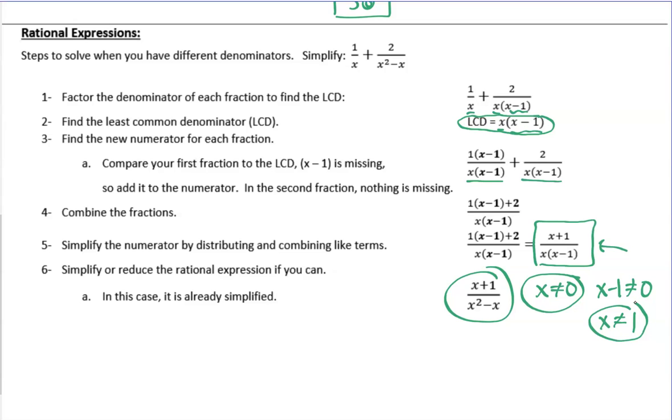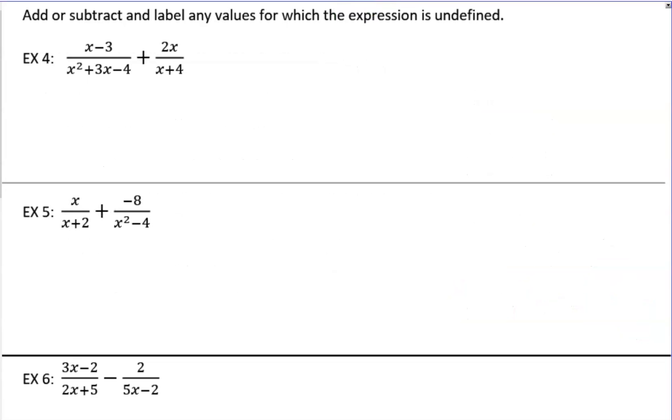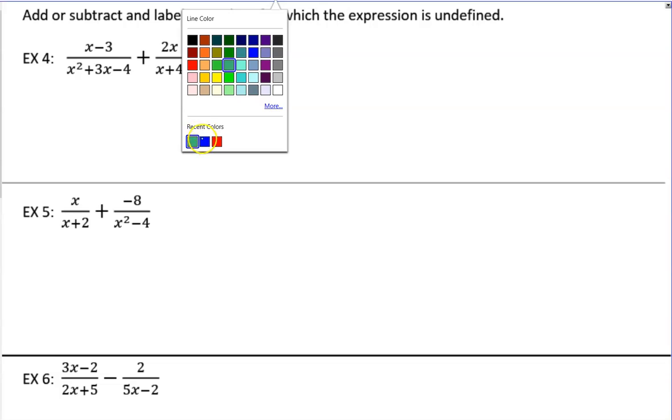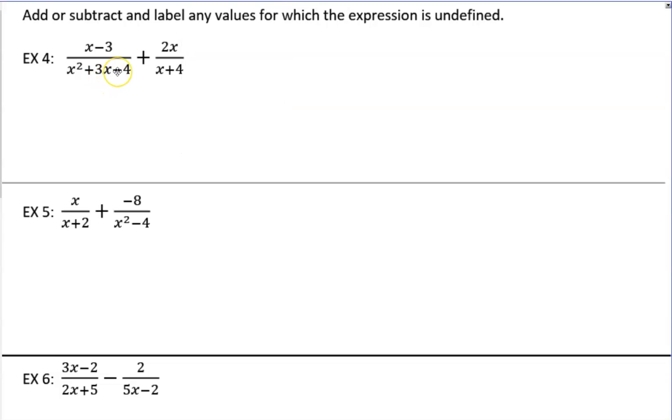All right, let's do one. Here we go. Adding, we have x minus 3 over x squared plus 3x minus 4 plus 2x over x plus 4. Remember, step 1 is to factor the denominators. So when I go to factor my denominator, like this one right here, it multiplies to give me negative 4, adds to give me a positive 3. That becomes x plus 4 and x minus 1. Once you factor it, you can cross that out because you don't need it anymore.